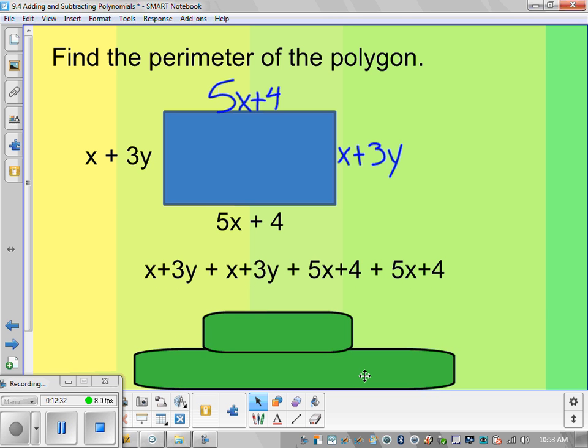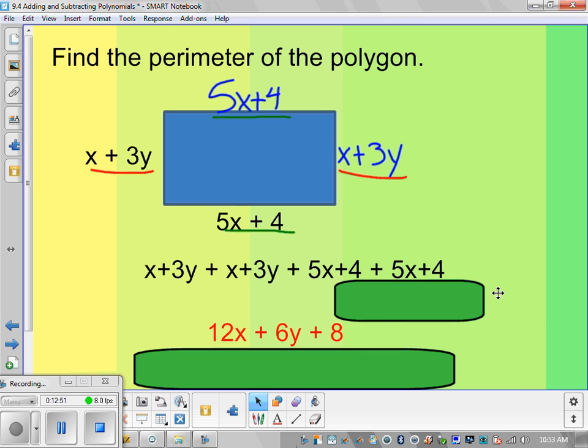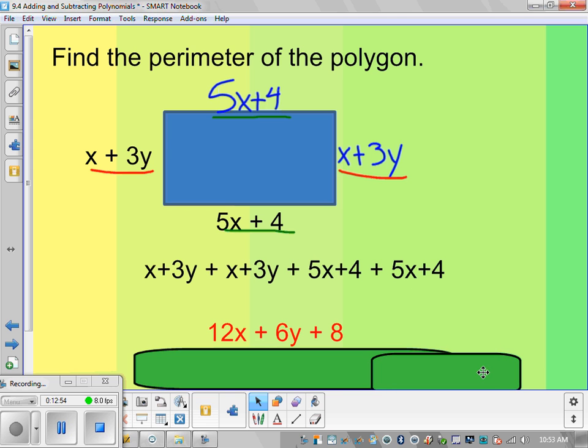Were you able to write the fact that we have x plus 3y twice, because it is here twice for the heights? Did you see that you had 5x plus 4 twice? Once for the top and once for the bottom. When you combine your like terms, you will end up with, there are 12 x's, plus there are 6 y's, plus 8. Take a moment to make sure that you can find those like terms.